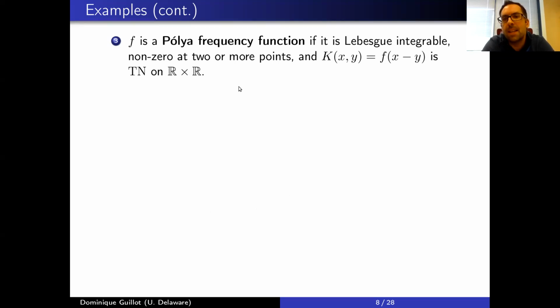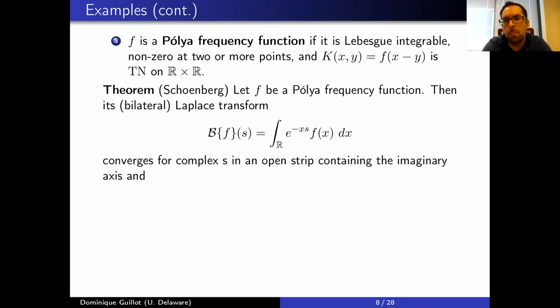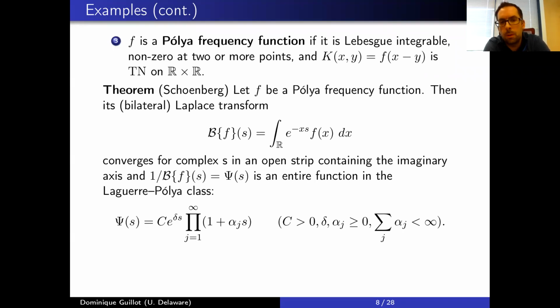Now, amazingly, the functions f that yield totally non-negative kernels are very well known. They've been characterized by Schoenberg in the 50s. So we have the following result. Suppose f is a Polya frequency function. Then first of all, you can compute its bilateral Laplace transform. It's going to converge in some strip that contains the imaginary axis. And there, we know exactly what that function would look like. If you look at 1 over the Laplace transform, let me call that function psi.